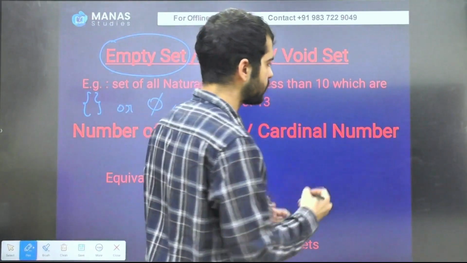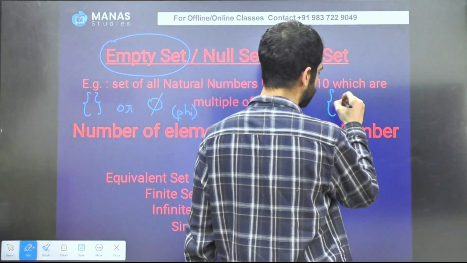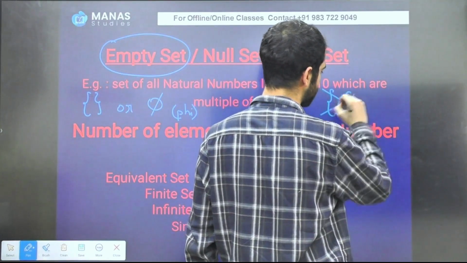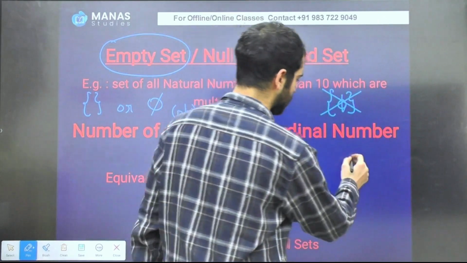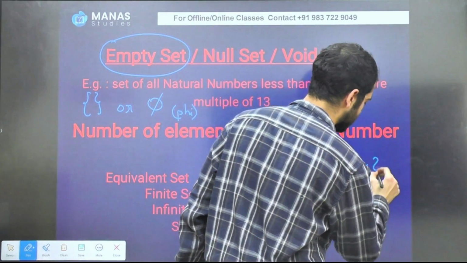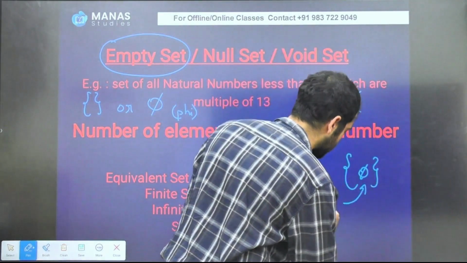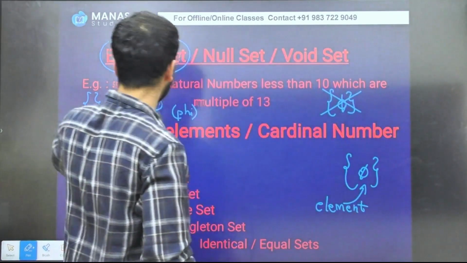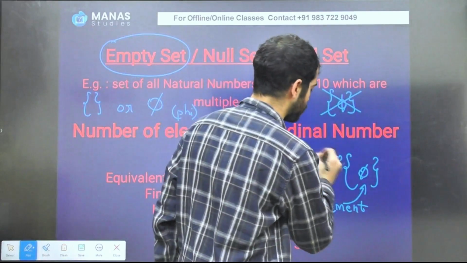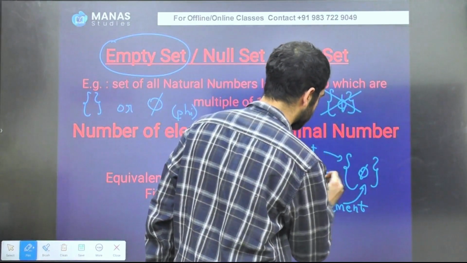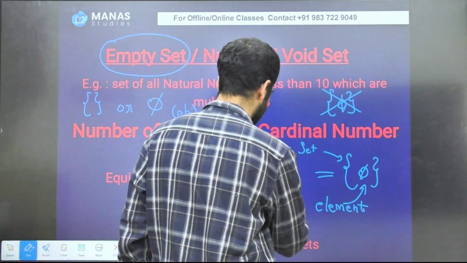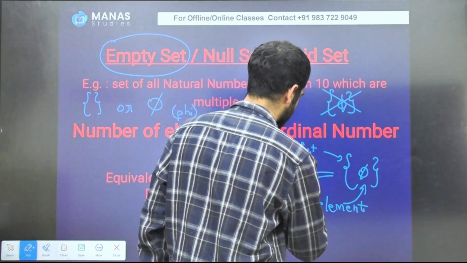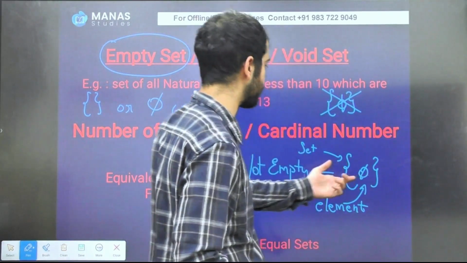Now there's a common mispractice of writing this as phi inside braces. This is incorrect because if you write the symbol phi inside curly braces, it becomes an element of the set, and since we are talking about the empty set, the set should not contain any element. So this is not empty because it contains an element, that is phi.